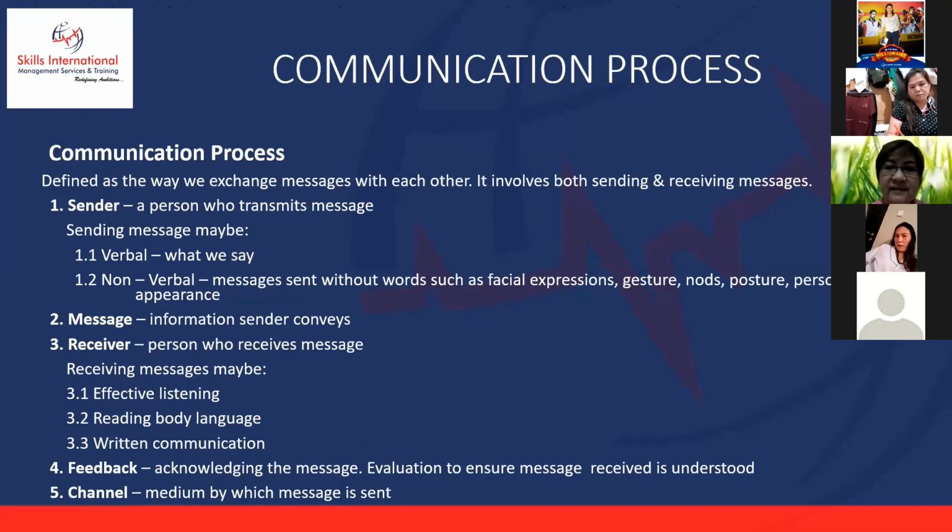Communication process. What does the communication process mean? It is defined as the way we exchange messages with each other. It involves both sending and receiving messages. And we have 5 elements. Number one is the sender. To be able to transmit the message, we have the sender. This is the person who transmits the message.